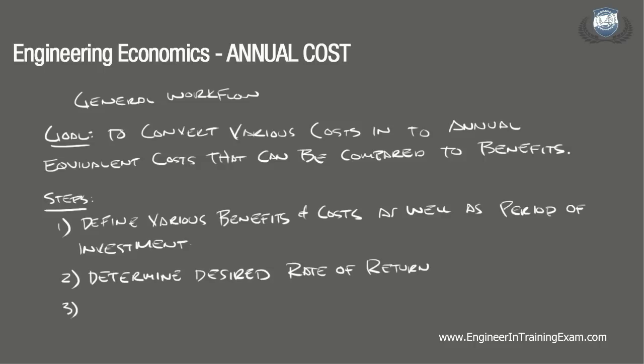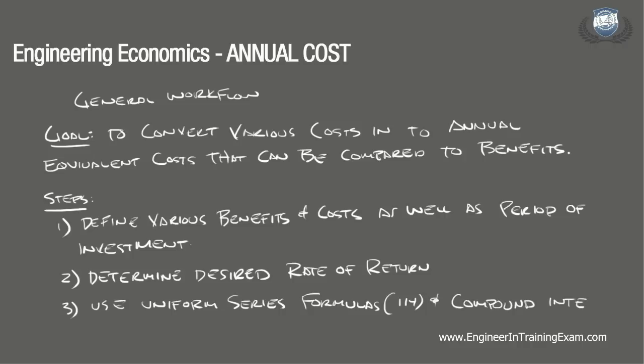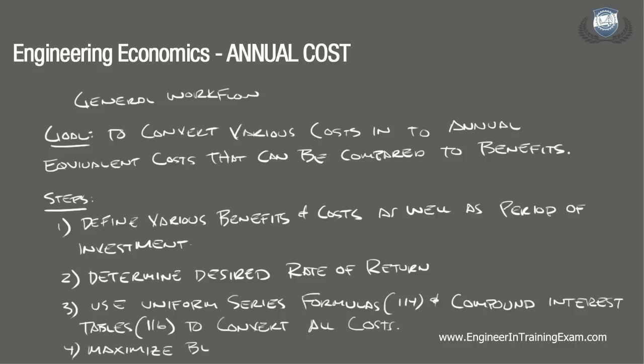Number 3, using the uniform series formulas in the table on page 114, as well as the compound interest table starting on page 116 of the NCEES Applied Reference Handbook, convert the costs into a uniform series of annual costs. And number 4, regardless of what we are analyzing, we are typically looking for our benefits to be maximized over the period of the investment.